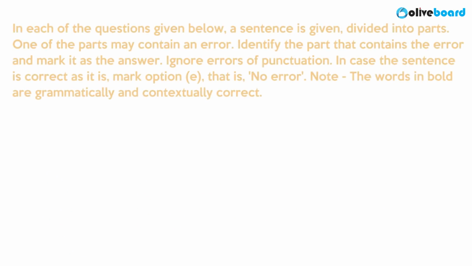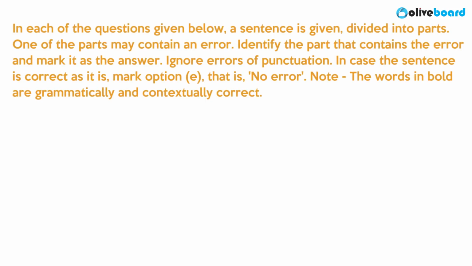This is also a question on error spotting, but type different hai. Here again, a sentence is divided into 4 parts. There are 2 parts which are highlighted. The parts which are highlighted are both grammatically and contextually correct. अब हमें बचे हुए parts में से देखना है that which part has an error. In case the sentence is correct as it is, we will pick option E, which is no error.